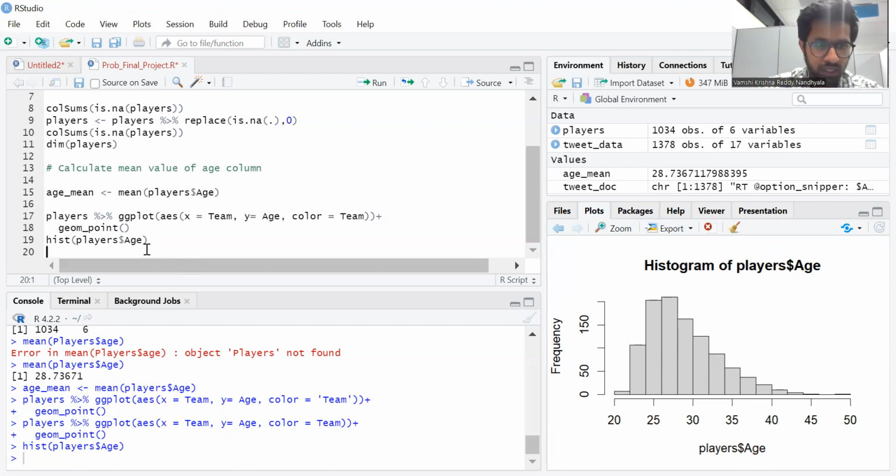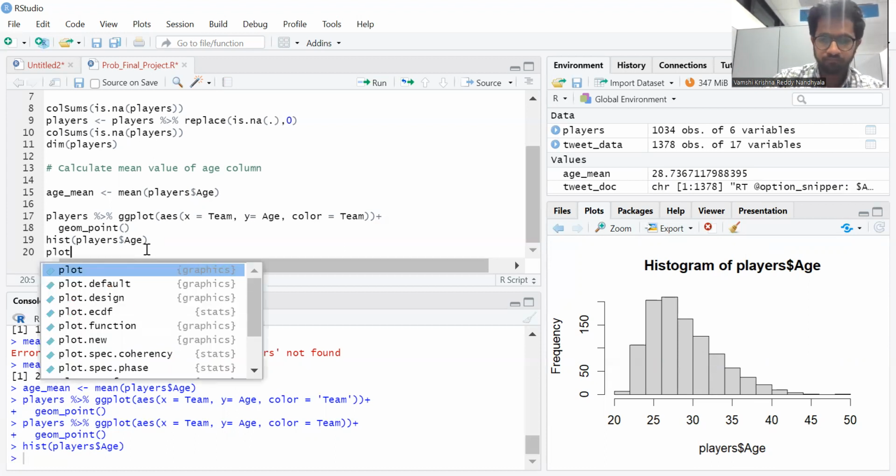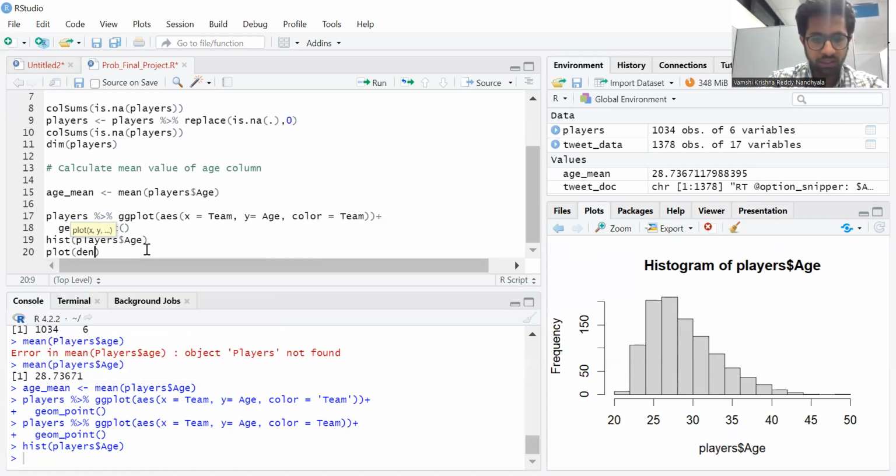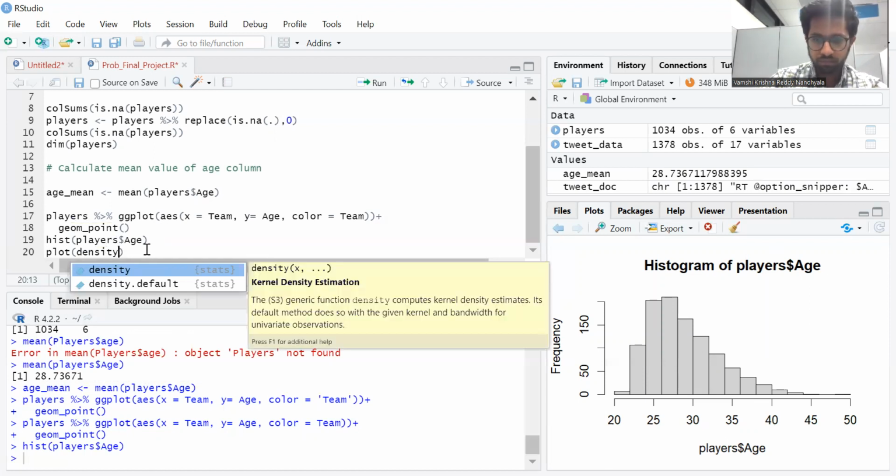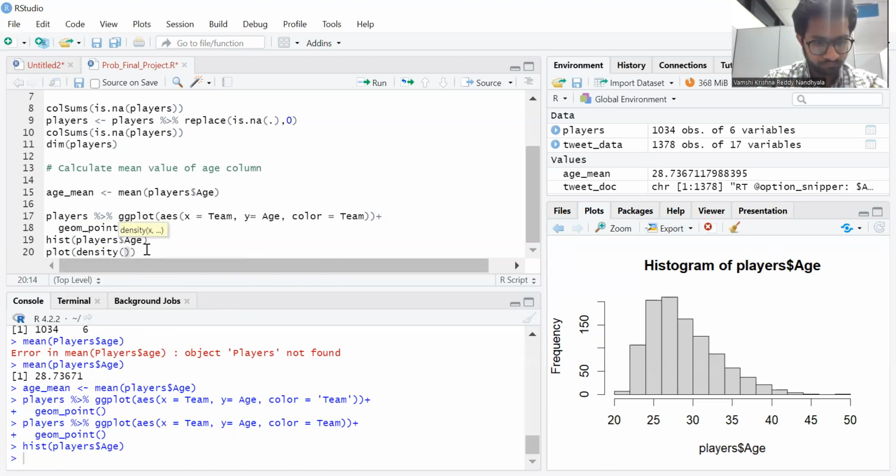So let me plot a density plot for this plot of density of players age.